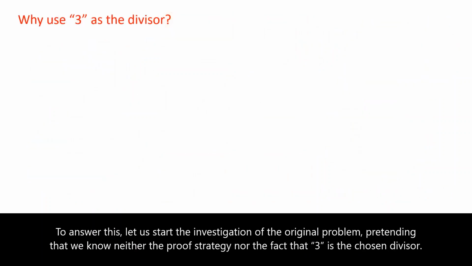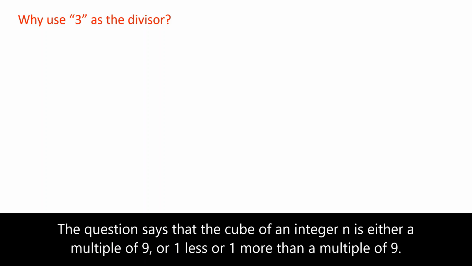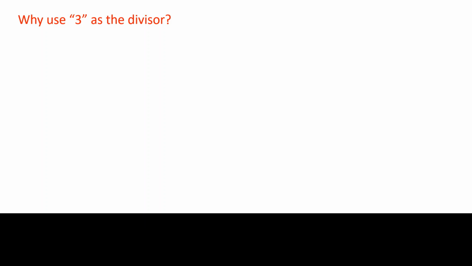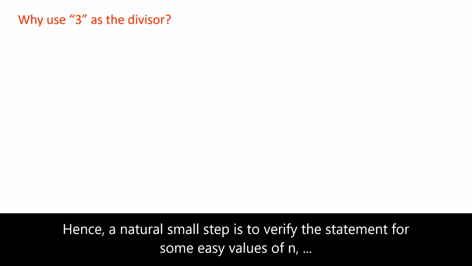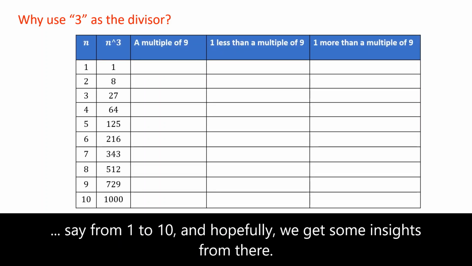To answer this, let us start the investigation of the original problem, pretending that we know neither the proof strategy nor the fact that 3 is the chosen divisor. The question says that the cube of an integer n is either a multiple of 9 or 1 less or 1 more than a multiple of 9. Now we have no knowledge of how to proceed. This is often the case in research. There isn't a standard or routine way to solve every unanswered question. Hence, a natural small step is to verify the statement for some easy values of n, say from 1 to 10, and hopefully we get some insights from that.